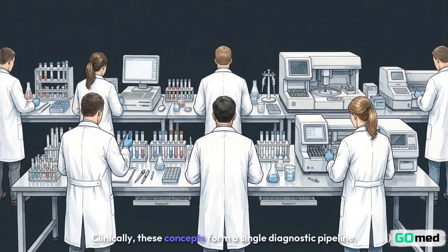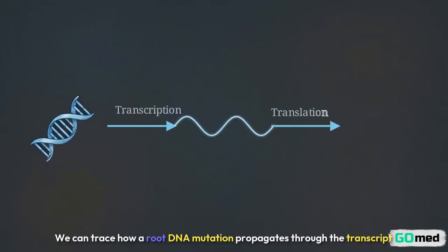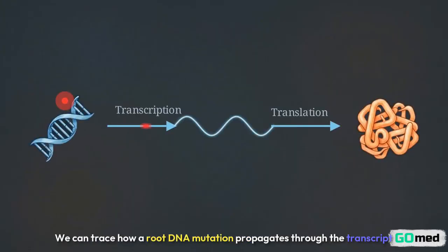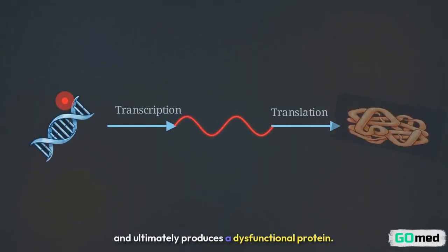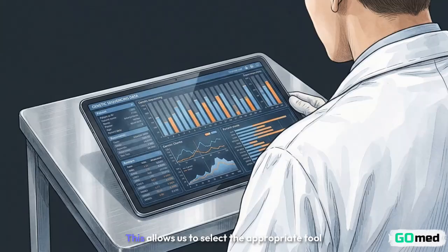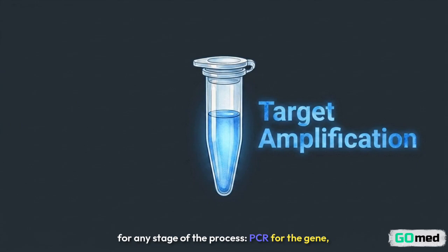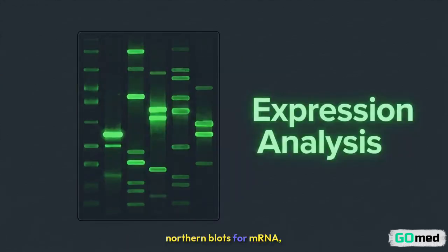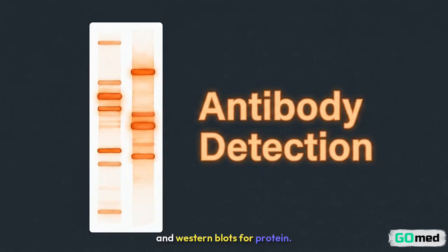Clinically, these concepts form a single diagnostic pipeline. We can trace how a root DNA mutation propagates through the transcript and ultimately produces a dysfunctional protein. This allows us to select the appropriate tool for any stage of the process: PCR for the gene, northern blots for mRNA, and western blots for protein.